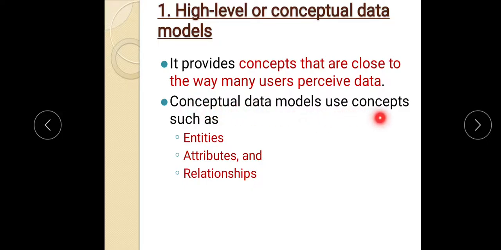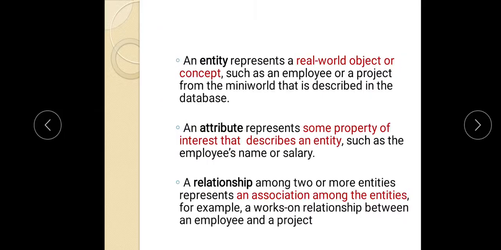Conceptual data models use three concepts: entities, attributes, and relationships. In a short way, we can say that high level or conceptual model means that the data is represented in the form of tables. That is the common way we can say. So that is why we are saying that data models use the concepts such as entities, attributes, and relationships. So what is an entity? What is an attribute? What is a relationship? Let us see in detail.